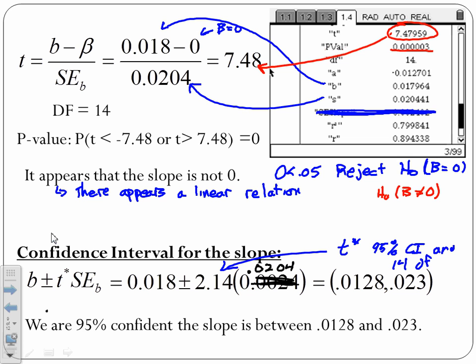Now what's interesting, that entire interval is positive, right? Entire interval is positive. So that lets us in on a little bit more information than the test did above. So it appears a positive linear relationship exists.